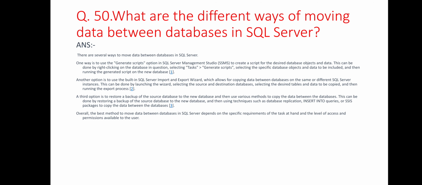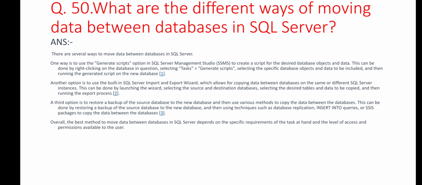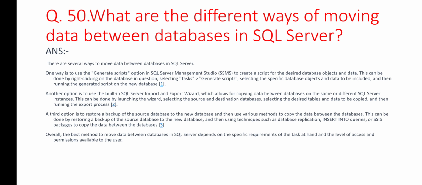Question number 50. What are the different ways of moving data between databases in SQL Server? There are several ways to move data between databases in SQL Server. One way is to use the Generate Scripts option in SQL Server Management Studio (SSMS) to create a script for the desired database objects and data. This can be done by right-clicking on the database in question, selecting Tasks, Generate Scripts, selecting the specific database objects and data to be included, and then running the generated script on the new database.